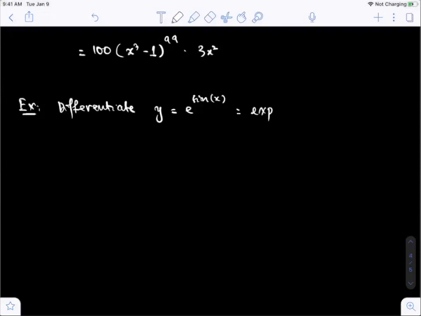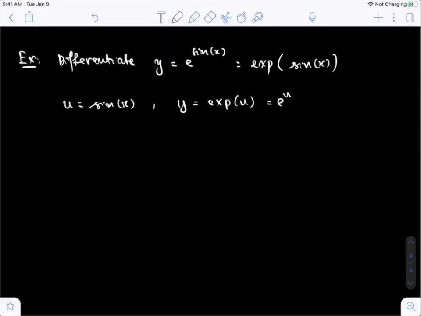So for e to the sine of x, you have exp of sine of x. That indicates that the inside part is sine of x and the outside part is the exponential function. So you let u equal to sine of x, and y is equal to exp of u, or e to the u. And we still follow the formula dy dx is equal to dy du times du dx.